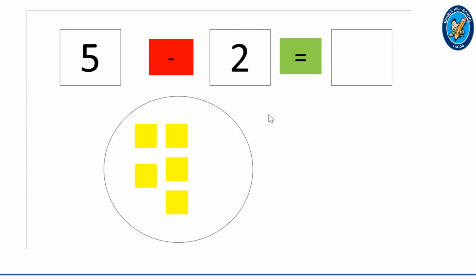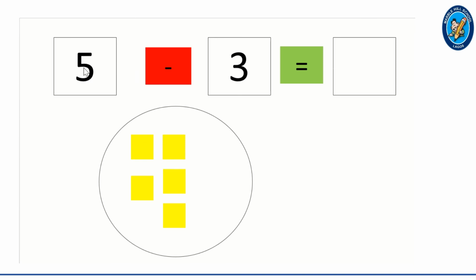So let's do 5 minus 2. 5 minus 2 means we're taking 2 out of 5. We have our 5 squares in our circle, and we're going to take out 2. What are we left with? We're left with 1, 2, 3 squares. So 5 minus 2 is 3.